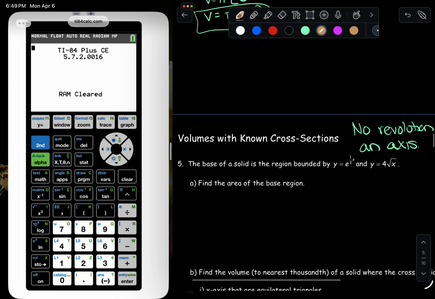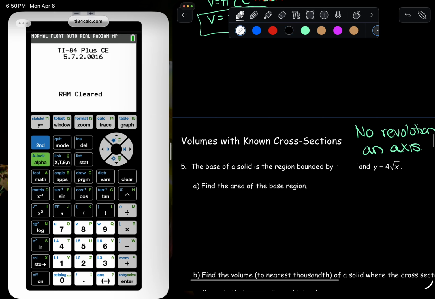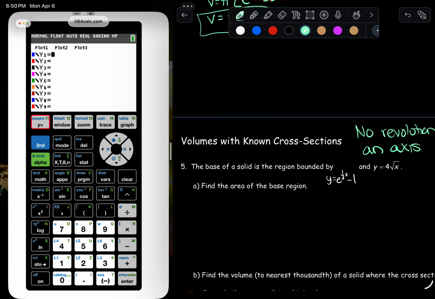All right, so this says the base of a solid is the region bounded by y equals e to the power of 1/3 x, and then we need to change that. This should all be minus 1. So y is equal to e to the power of 1/3 x, all minus 1, and y equals 4 square root of x. So this is a calculator app, so we can go ahead and type it in.